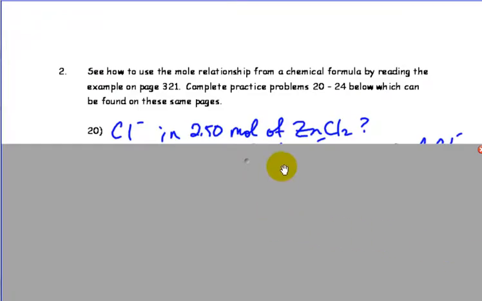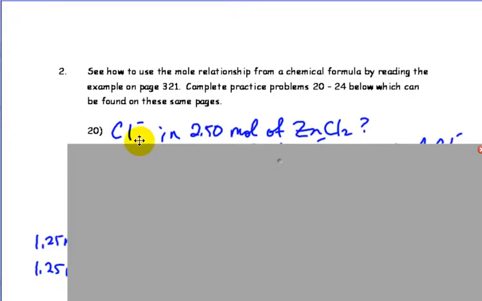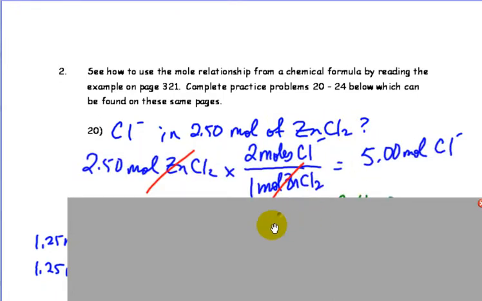Looking at pages 20 to 24 from page 321, we're hopefully going to squeeze those in here. First question is, how many moles of chloride ions are there in 2.5 moles of this zinc chloride? You can see here, for every 1 zinc chloride, there are 2 chlorides. So for 1 mole of these, I have 2 moles of chlorides. You can see the relationship there: 1 mole of zinc chloride has 2 moles of chloride ions.